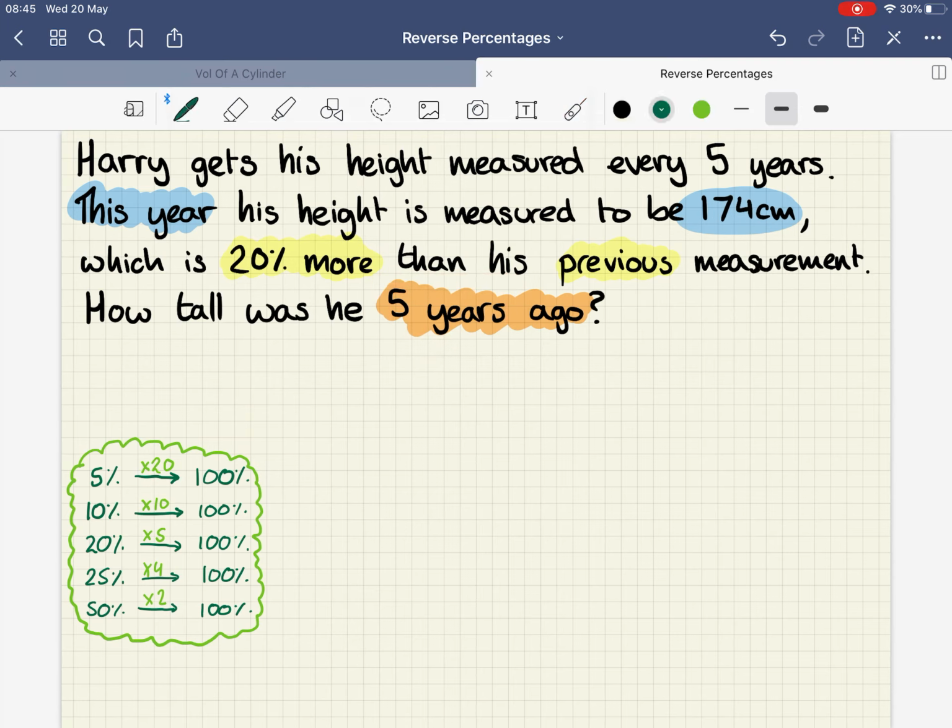So let's go and start to tackle this. Starting with 100%, it's 20% more, so I'm adding 20%. So that's going to equal 120%. So 120% is going to equal that 174 centimeters.